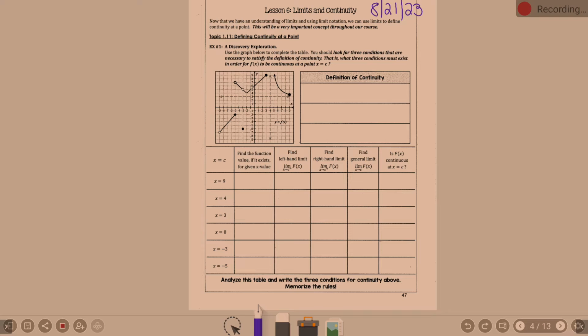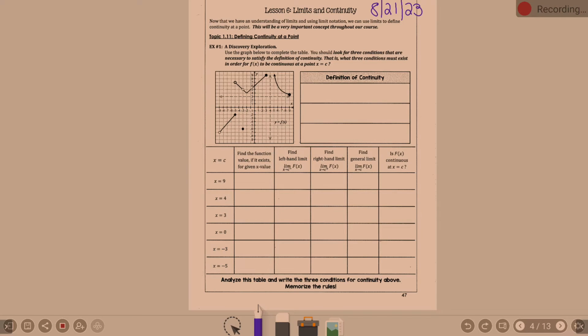We've talked about it a little bit, but officially to define a function as continuous, that's what we have to be able to show. So, use the graph below to complete the table. You should look for 3 conditions that are necessary to satisfy the definition of continuity. That is, what 3 conditions must exist in order for f of x to be continuous at a point x equals c.